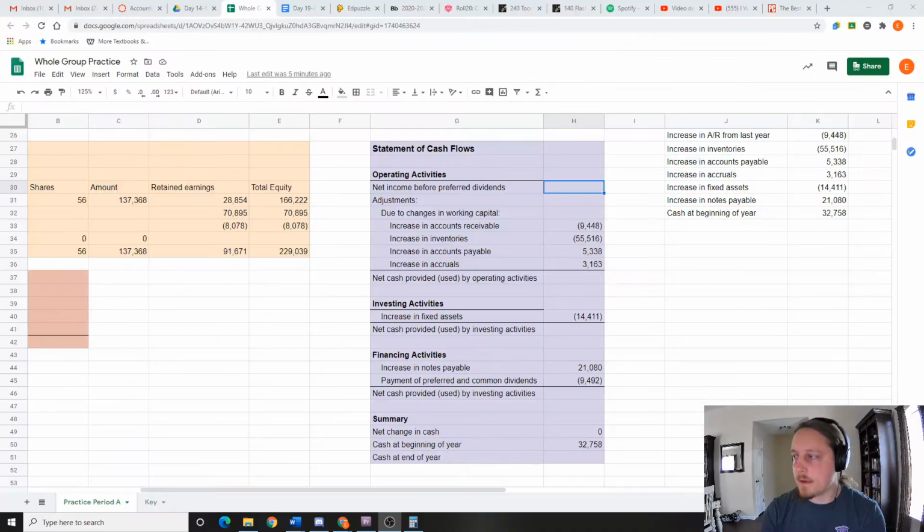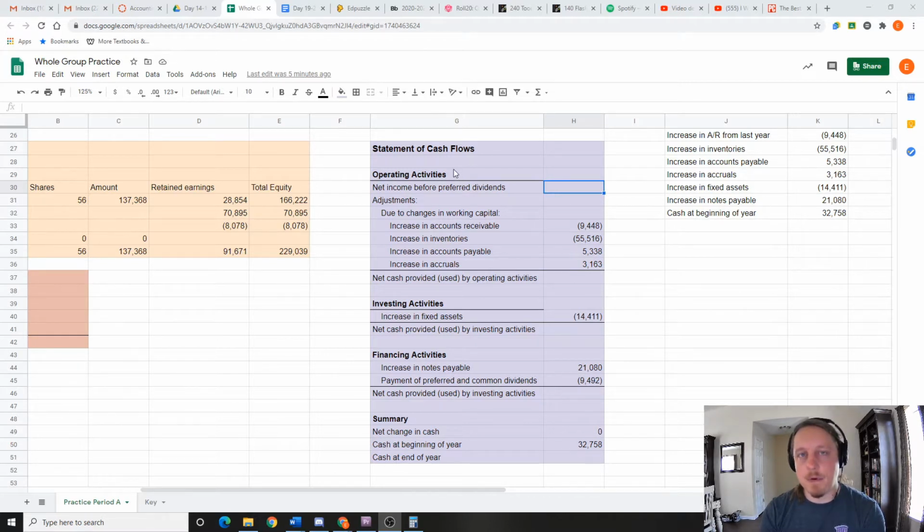Today we're going to take a look at the statement of cash flows. You've already seen a video on why it's important, but today we're going to be taking a look at how to create the cash flows, or what they look like. Okay, so you can see here I've got my statement of cash flows. We've got three activities: operating activities, investing activities, financing activities, and then down here we have a summary.